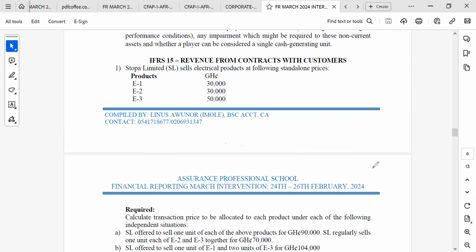B. SL offered to sell 1 unit of E1 and 2 units of E3 for 104,000 cedis. Okay, I'm sure that is the end of it.